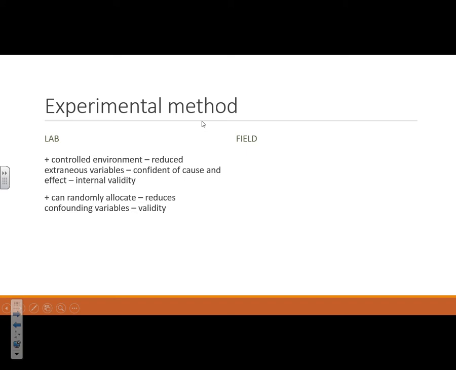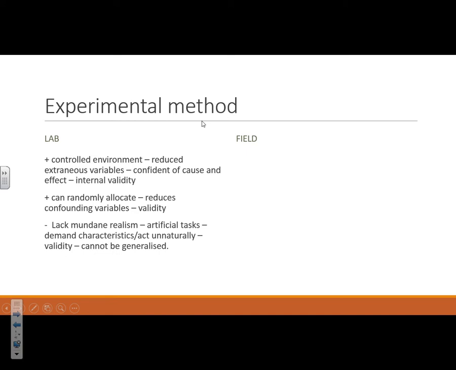people to different conditions, we're going to struggle with those confounding variables. In the case of a lab study that isn't a problem, so we can randomly allocate, which removes the confounding variables and increases validity. We can be confident, again, of cause and effect.